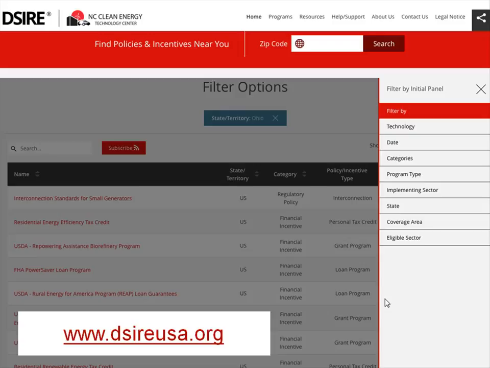You can filter it by state. You can filter it by energy efficiency or renewable energy. You can filter it by residential, commercial, agriculture. You can filter it by technology. There's a number of different ways you can manipulate this website to really get down to what incentives could apply to your project. It's operated by North Carolina State University with funding from the Department of Energy. So it's an excellent resource if you're interested in learning more about the incentives.